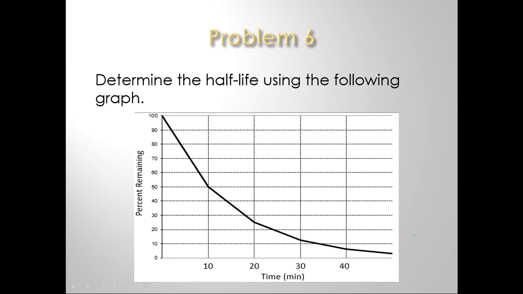Now let's take a look at the graph. Determine the half-life using the following graph. So what you do with this graph is you start here. This is your initial. And our initial for this one is 100%. Okay? So 100 divided by 2 is 50. So we're going to take it down to the 50 mark. And we want to go all the way across until we hit the curve on the graph.